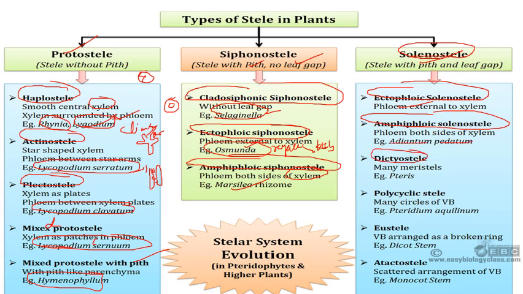Next is dictyostele. Dictyostele means जिसमें जो stele है that is divided into smaller vascular bundles, जिसमें xylem भी होता है और phloem भी होता है. And this individual stele is known as meristele. इसको बोलते हैं meristele. It is found in Pteris. Then next we have polycyclic stele, having many circles of vascular bundles, means different rings of vascular bundles होती हैं. So that is called polycyclic stele, और ये पाई जाती है Pteridium aquilinum में. That is called Chinese brake fern.